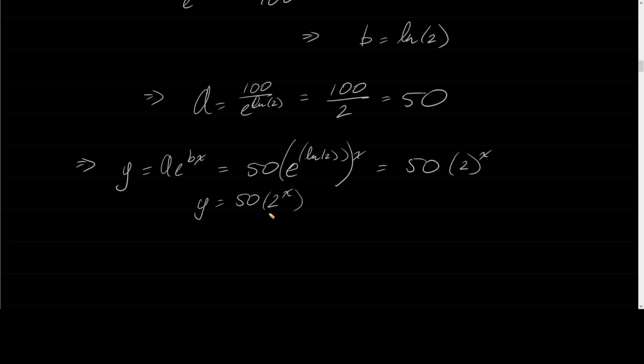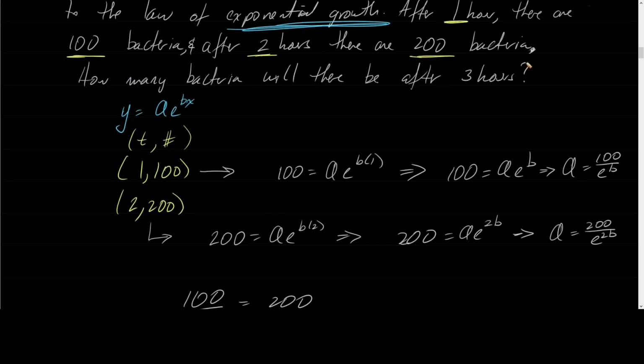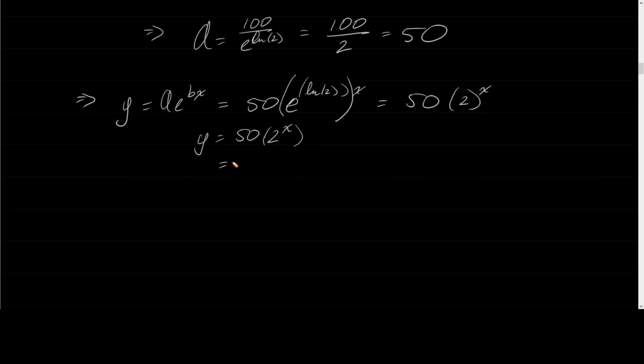So, why do we care about that? Well, now that we've got the model, we can figure out exactly what's happening after 3 hours. Remember, our x values were time. So, what happens after 3 hours? Well, this implies now that y is equal to 50 times 2 to the third, which is 50 times 8, right? 2 to the third is 8. And then 50 times 8, well, 5 times 8 is 40, but we have another 0, so 400. So after 3 hours, there's going to be 400 bacteria.